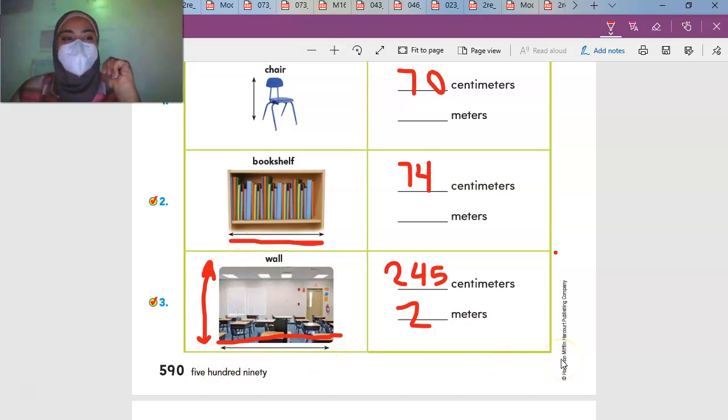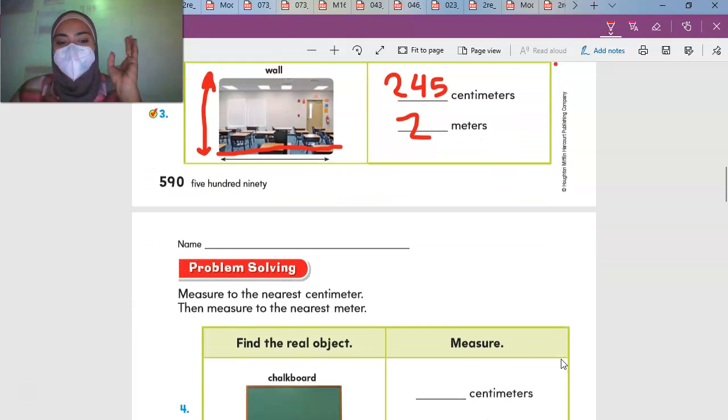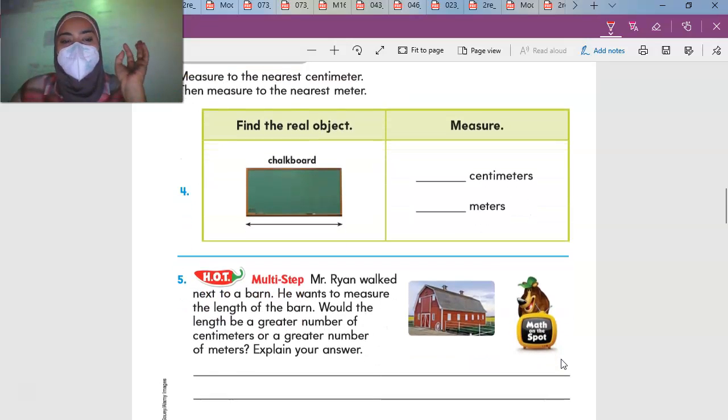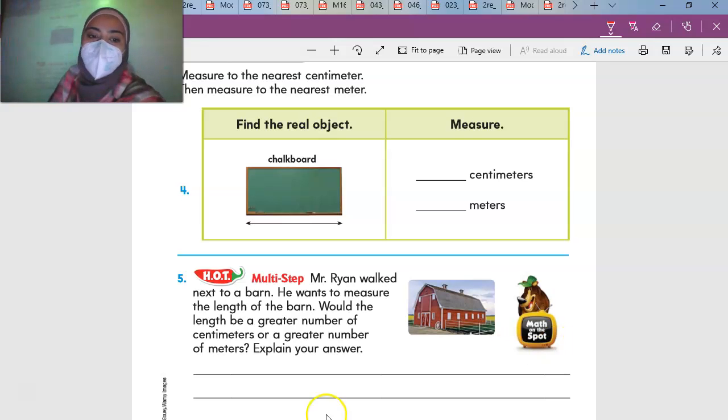Converting these centimeters to meters should be pretty easy because we know that 1 meter is the same as 100 centimeters. Okay? Now, it says measure the chalkboard. I'm going to measure this whiteboard, and I'm going to keep the recorder on so you guys can see me measure. I'm going to use my meter stick. Chalkboard, whiteboard, same thing. And we're measuring the width of it. Look at the arrow, how it's side to side. So we're measuring the width of the board behind me.